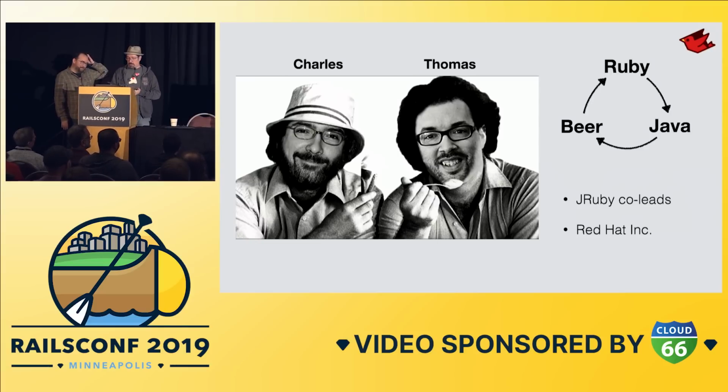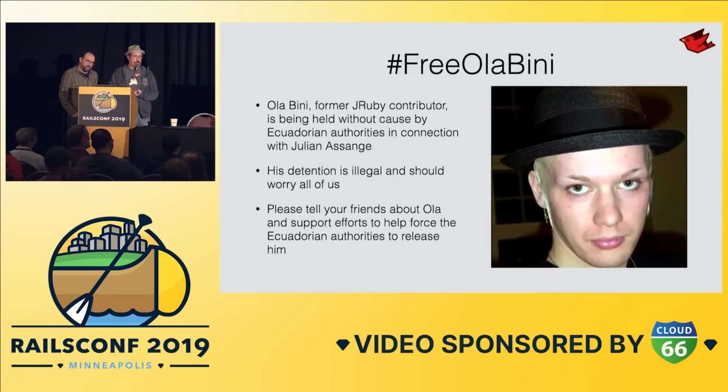We've been working on this, trying to make JRuby run Ruby well on top of the Java platform. Before we get going, one of our former contributors, Ola Bini, if you've heard of him before, was one of the core folks back in 2006, 2007 that really helped us get Rails going. He wrote a whole bunch of the core libraries we still use today.